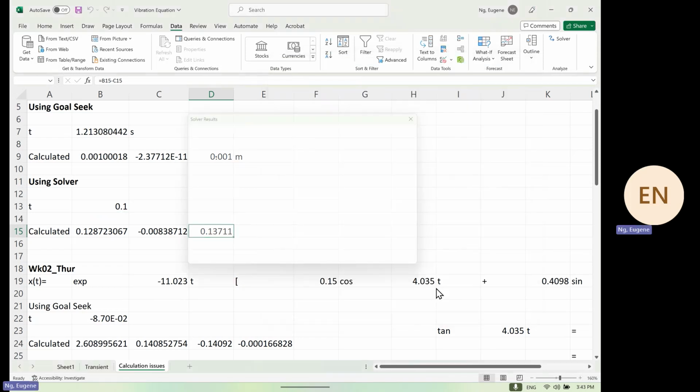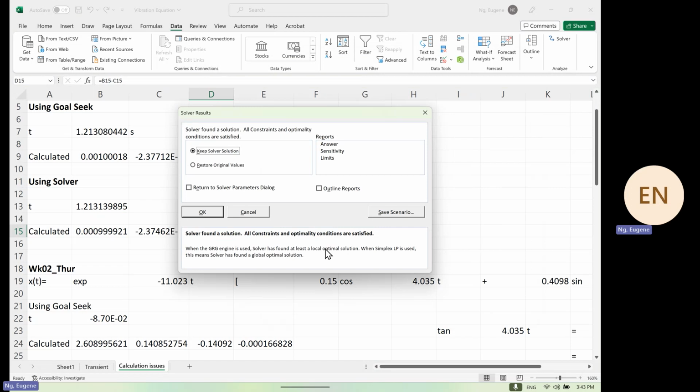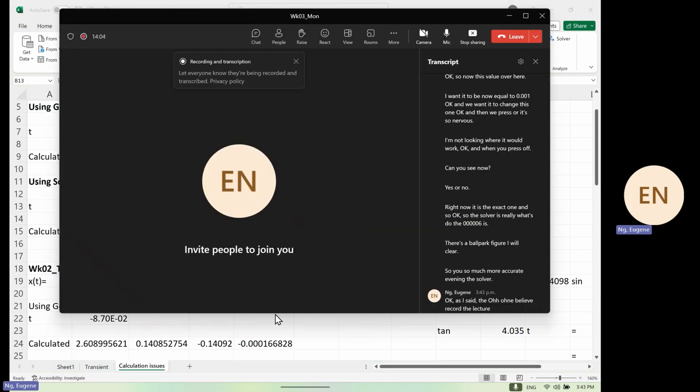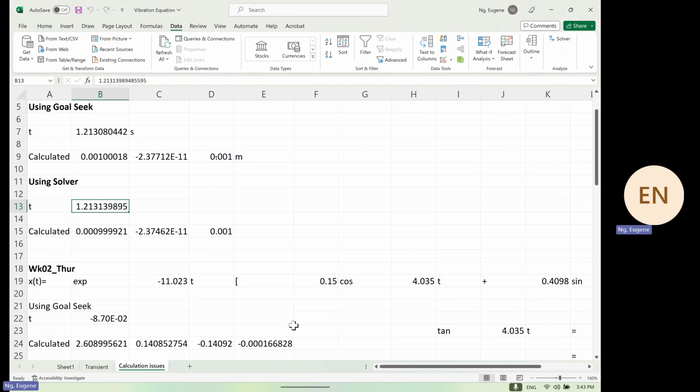When you press Solve, can you see now? Yes or no? Now it is the exact answer. So the Solver really works to the 0, 0, 0, 0. Goal Seek is just a ballpark figure. Are we clear? It's so much more accurate using the Solver. As I said, hold on, did I record the lecture? I did. Okay, so you can use the Solver now.